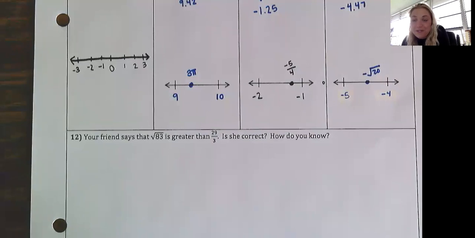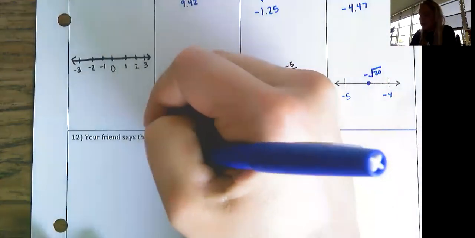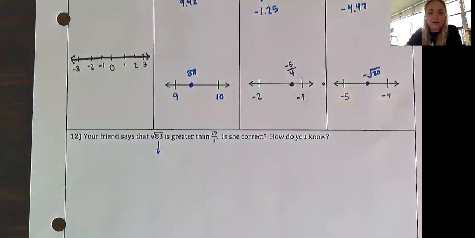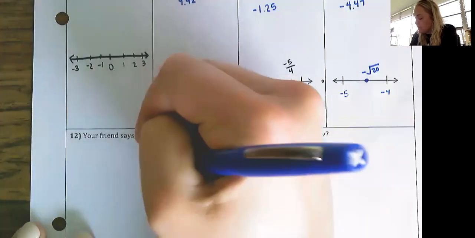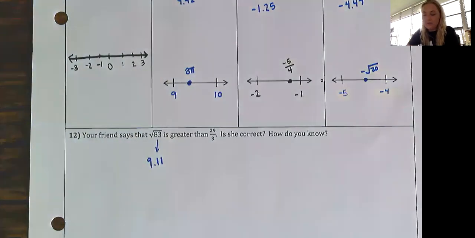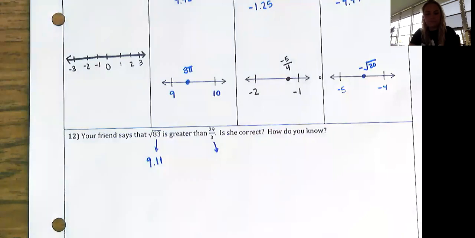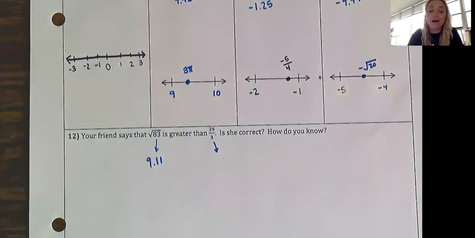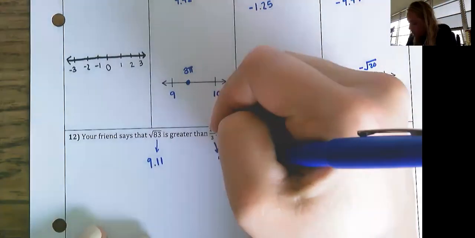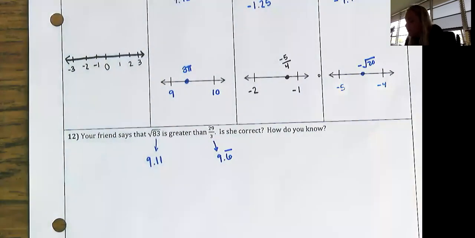All right, hopefully you started your video back up. Let's talk about what this answer would be. I'm going to approximate both of these so I can compare them and see which one's larger. So I'm going to go square root of 83, and I get 9.11. So I'm going to say this one is approximately 9.11. And then I'm going to approximate what 29/3 is. And remember, fractions are division. 29 divided by 3 gives me 9.666666667. So that is 9.6 repeating.